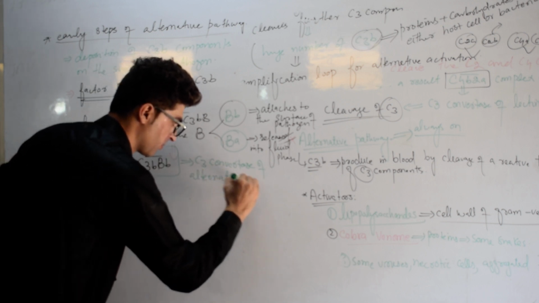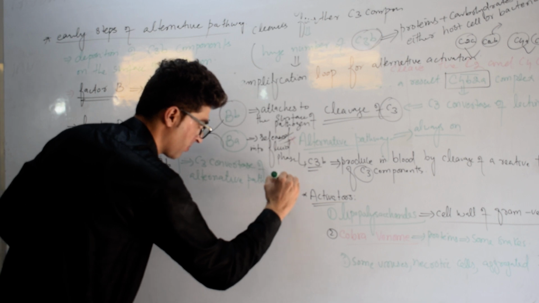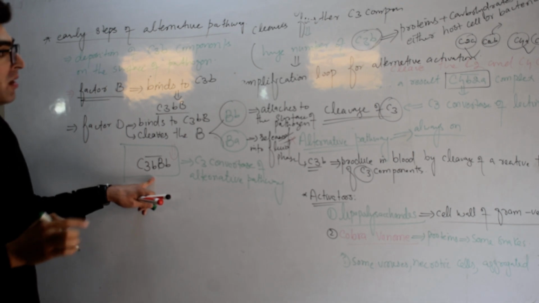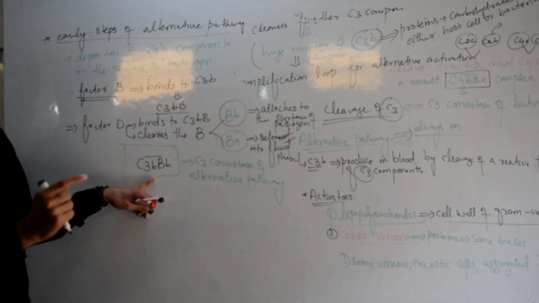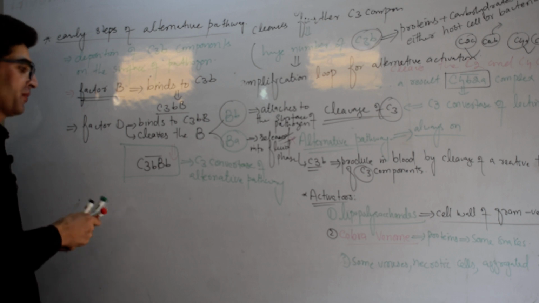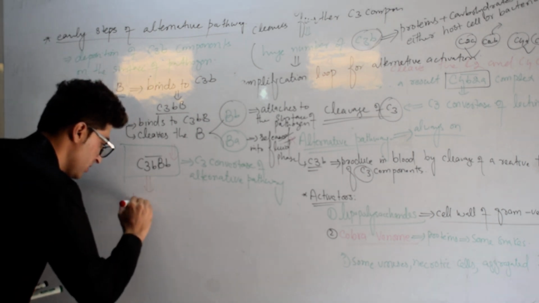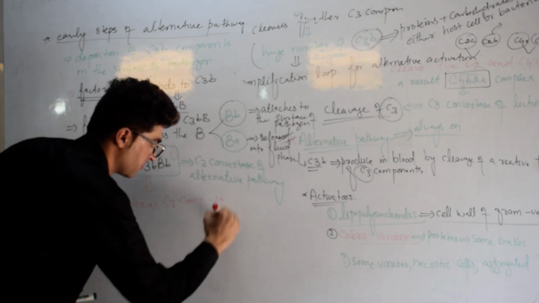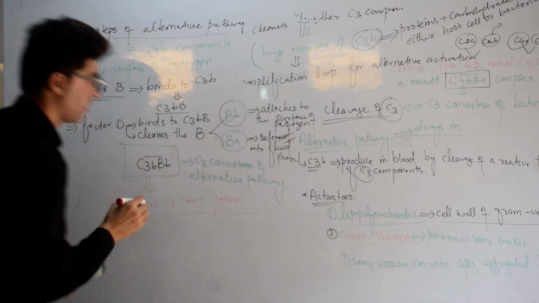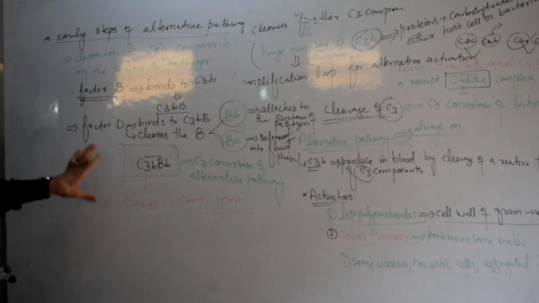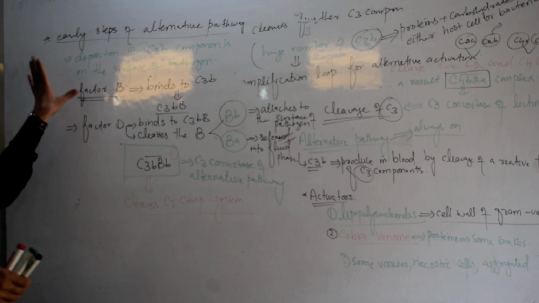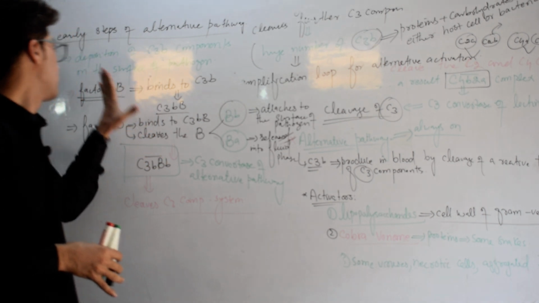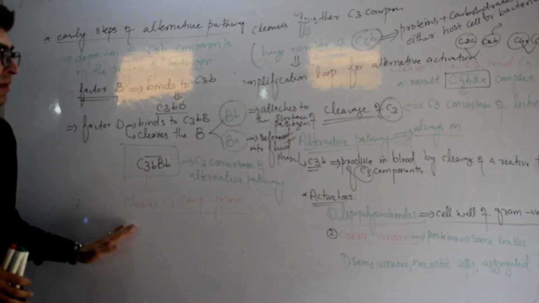Alternative pathway. And this C3bBb, like the C3 convertase of the lectin and classical pathways, is going to cleave the next component, that is the C3 component of the complement system. Clear? So that was all about the lectin pathway of complement activation and the alternative pathway of complement activation.